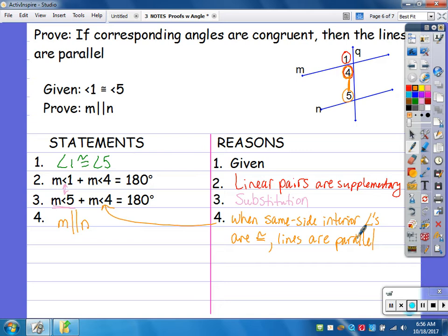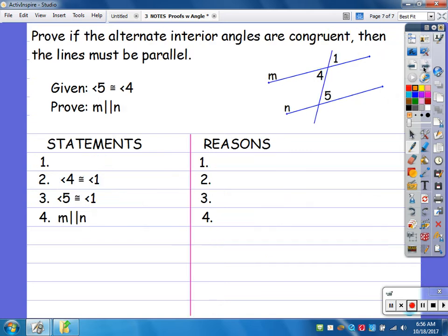Alrighty, so we're almost done with our lesson for today. Last but not least, another fill in the blank. We're trying to prove that if the alternate interior angles are congruent, then the lines are parallel. So again, I can't use anything about alternate interior angles in my proof because that's what I'm trying to prove.